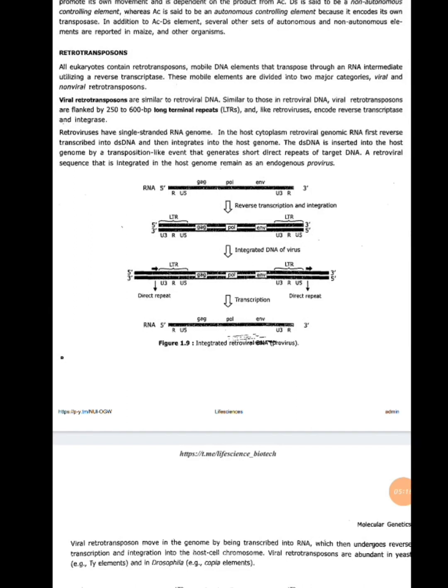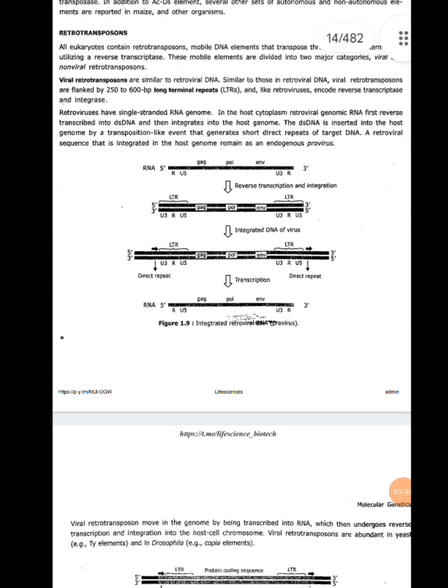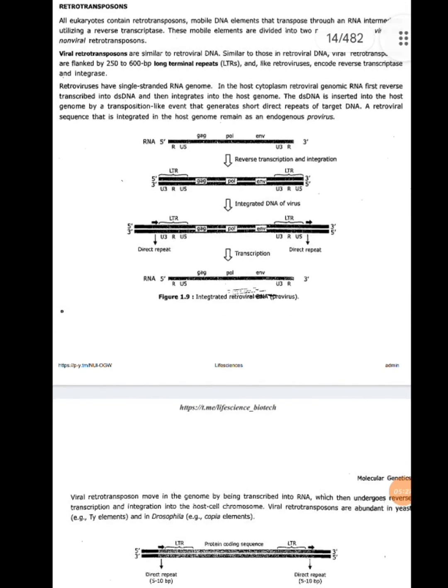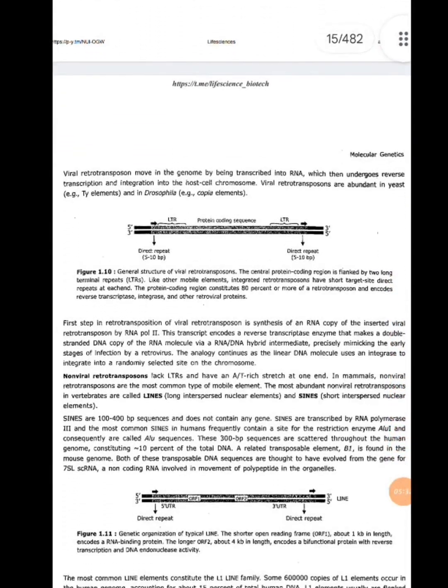And a retroviral sequence that is integrated remains as an endogenous provirus. Like the repeats are not integrated, but the gene is integrated, which contains GAG, POL and ENV. So this viral retrotransposon moves in the genome by being transcribed into RNA.